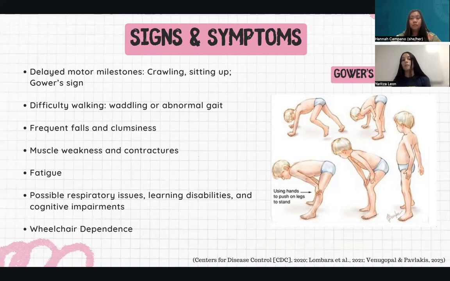Frequent falls and clumsiness is very common, as well as muscle weakness and contractures. They may be experiencing a lot of fatigue due to a lot of the muscle weakness that they experience. Some individuals might also be experiencing respiratory issues, learning disabilities, and cognitive impairments. And for some, and many, they will become wheelchair dependent.